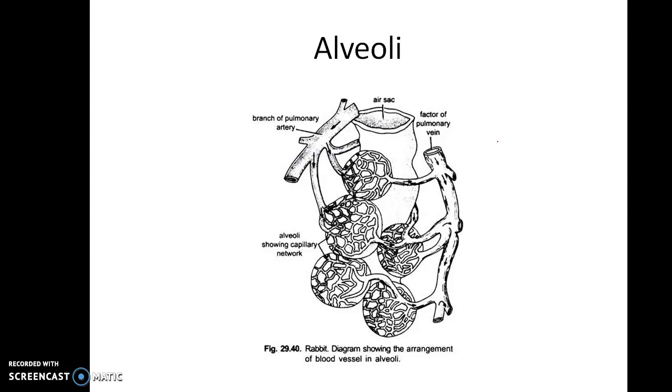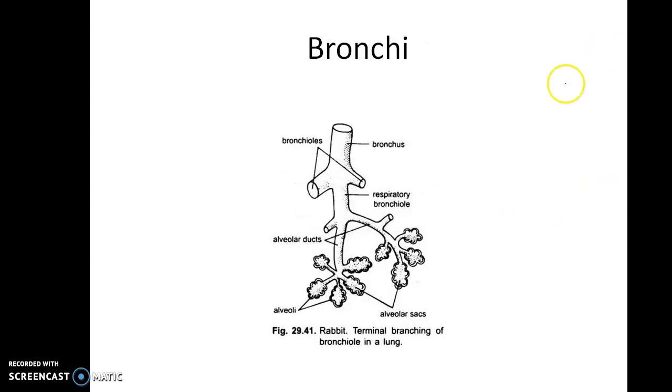From each of them arise several alveolar ducts. These end in alveoli of infundibula. So this is the arrangement of the blood vessels in alveoli, and this is the alveoli, that is the bronchioles. Primary bronchiole divides into secondary bronchiole. This branches into the tertiary, and it ends in a number of alveoli.